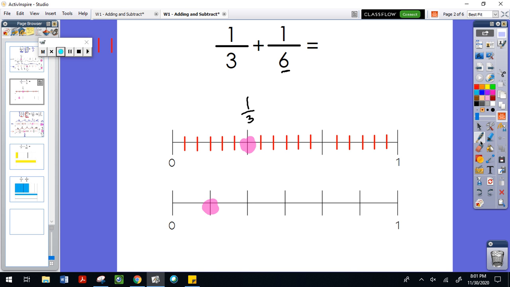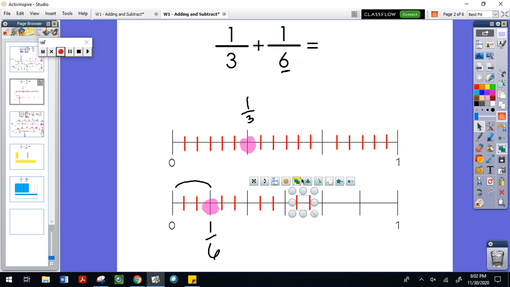And then I'm going to take my next number line where I have 1/6, and I'm going to partition each one of these sections into, that's right, you guessed it, thirds. So we have 1, 2, 3, and then we're going to repeat this throughout the rest of the number line, just like this right here.